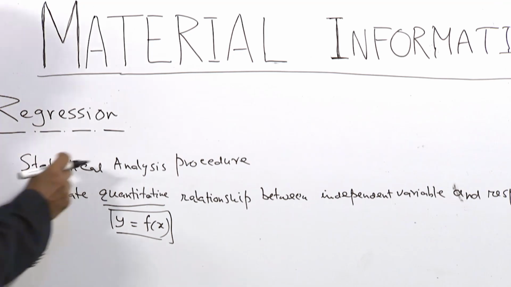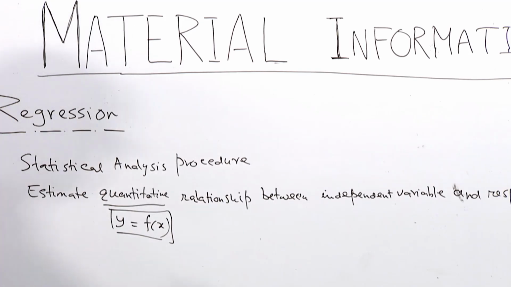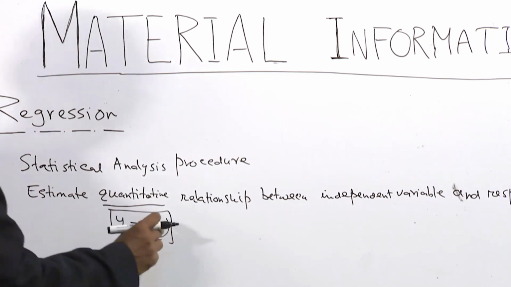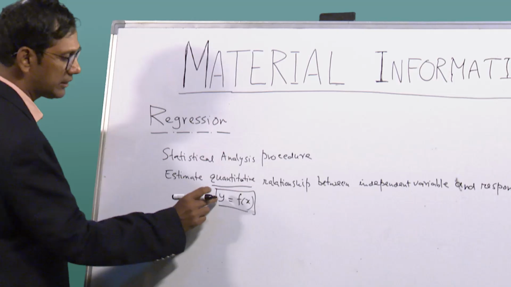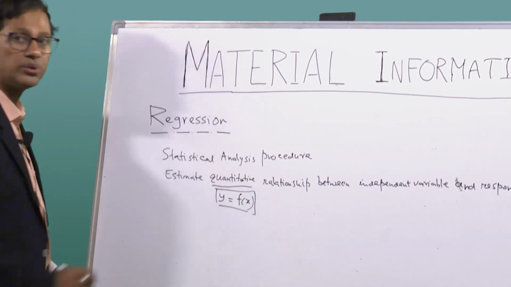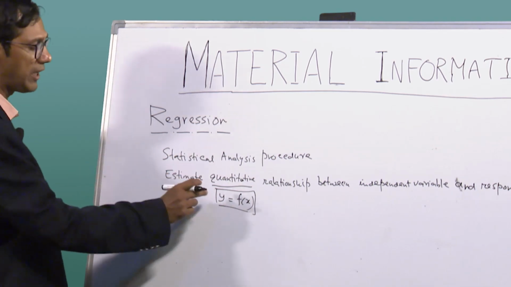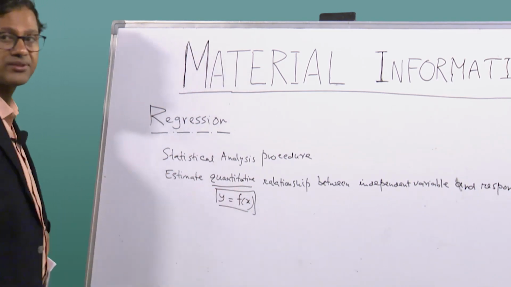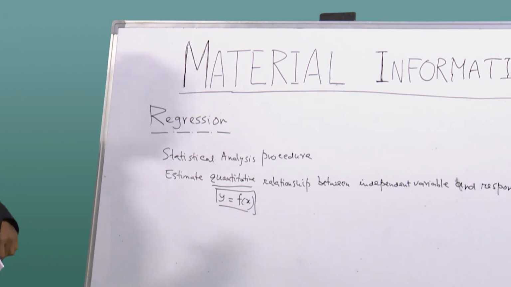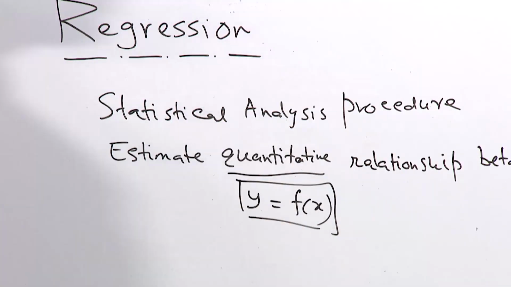This is a statistical analysis procedure in which we try to estimate the quantitative relationship between independent variable and the response. So here the independent variable is x, your dependent variable or response is y. We need to find out the relationship between these two. Once you have a good relationship between these two, we can predict the value of y for a new value of x. That's what the machine learning job does.